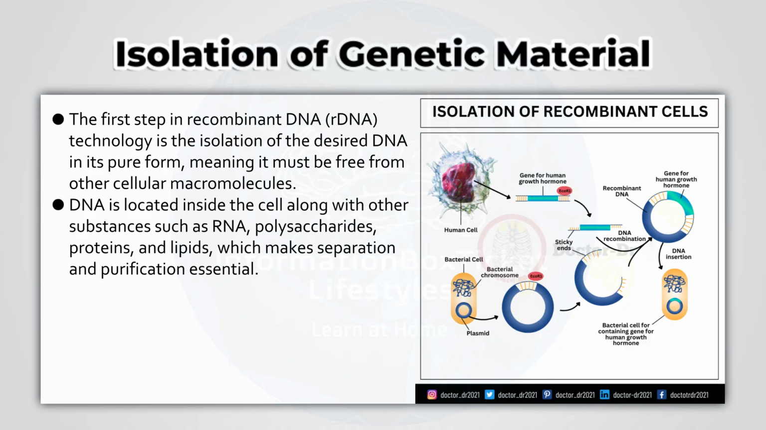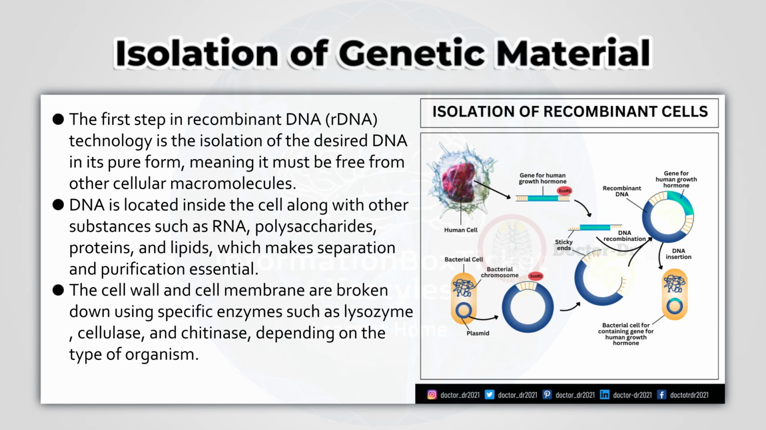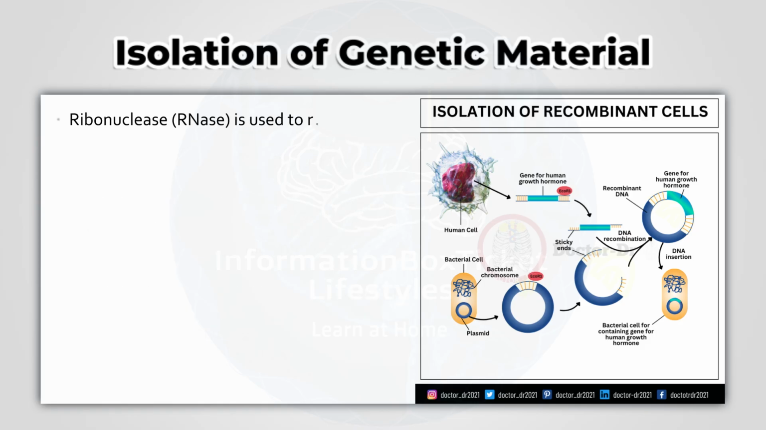DNA is located inside the cell, along with other substances such as RNA, polysaccharides, proteins, and lipids, which makes separation and purification essential. The cell wall and cell membrane are broken down using specific enzymes such as lysozyme, cellulase, and chitinase, depending on the type of organism.